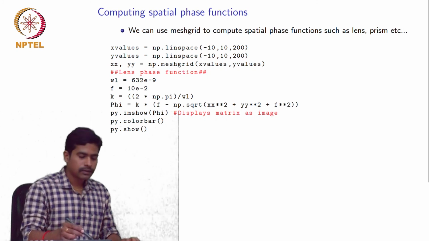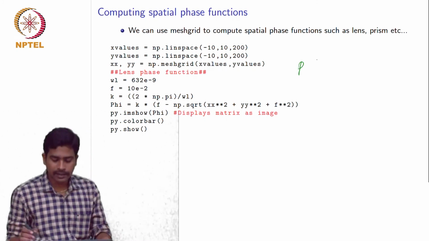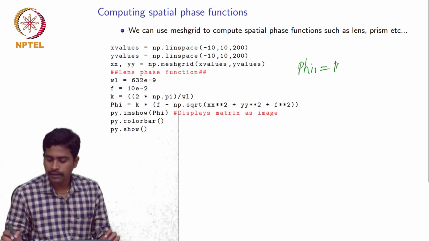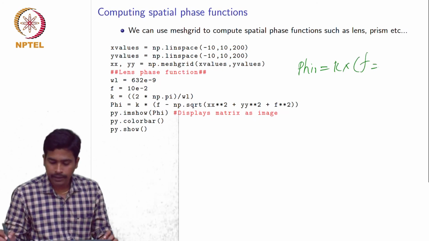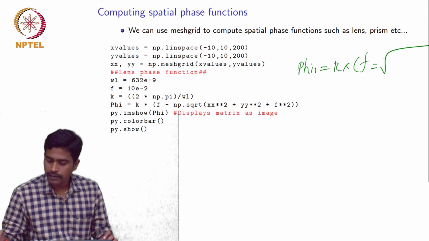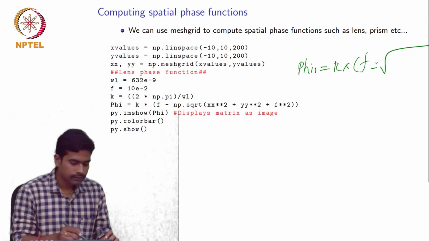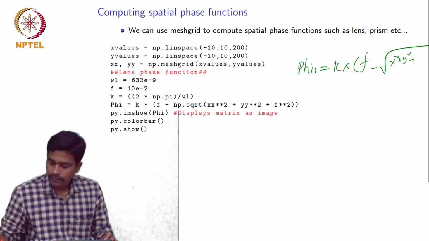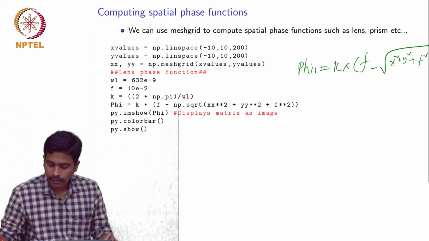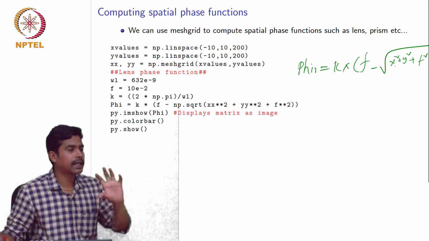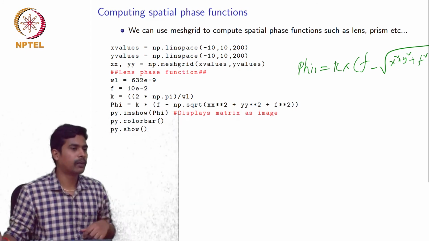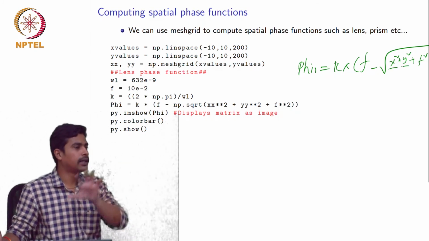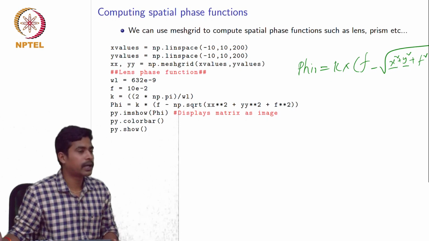For the case of a two-dimensional lens, the equation is the same, but we are also adding the x coordinate. It is given by k into f minus square root of x square plus y square plus f square. In the earlier case we saw the phase variation only in one direction, which is y, but in this example we want to see the phase variation overall in 2D. So for that we have to add both x square and y square.